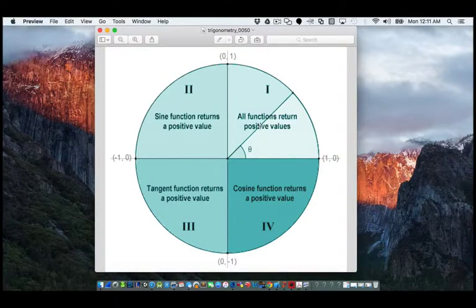So what does that really mean? It means that in quadrant 1, all the values of the trig functions are positive. When I go to quadrant 2, only the sine returns a positive value, meaning sine and its reciprocal. Same thing with tangent, and then in the final quadrant you get cosine. So each one of the trig functions has a positive location in 2 different places. For sine, it can exist in quadrants 1 and 2. For tangent, it can exist in quadrants 1 and 3. Cosine can exist in quadrants 1 and 4.